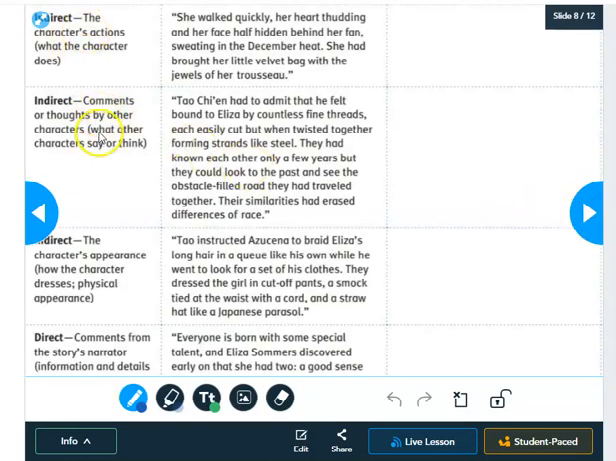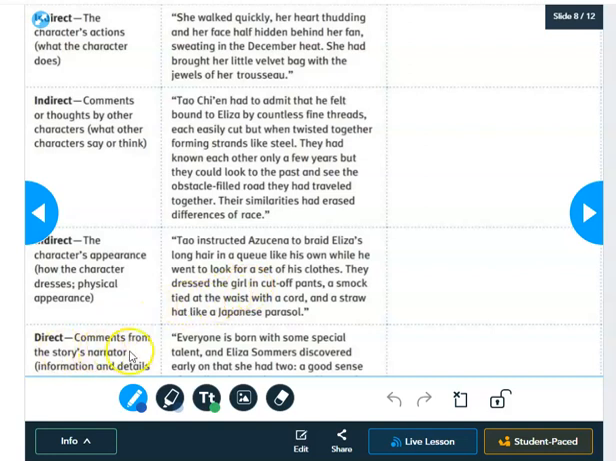So here we have 1, 2, 3 more examples of indirect characterization, and we have one more of direct characterization. So this is going to focus on the character's actions. This is going to focus on comments or thoughts by other characters. In this case, a character called Tao Qian is going to talk about Eliza. This is going to talk about the character's appearance. So they're going to be doing things to her hair and her clothes to make her look a certain way. Think about why they would need to do this. What's the situation going on? How does she normally look?